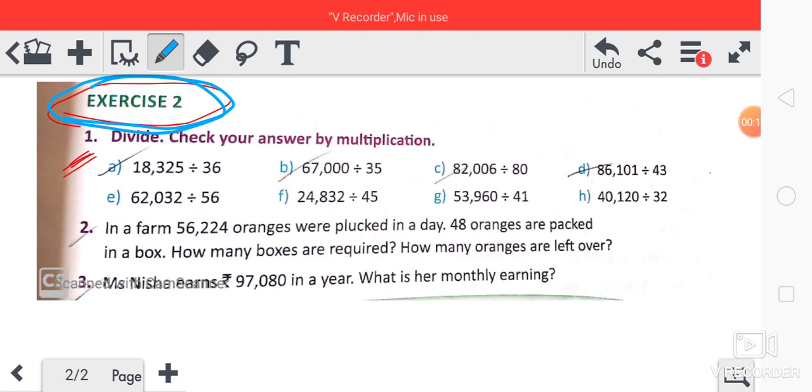Today we are going to study maths, chapter 3, exercise 2. Yesterday I discussed division, and I gave you homework questions A, B, C, D, E, F, G, H. Still, I would like to discuss a few questions. So we'll discuss question number 1B. What is given here?